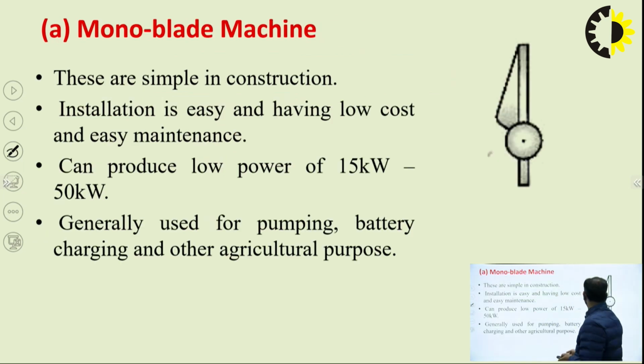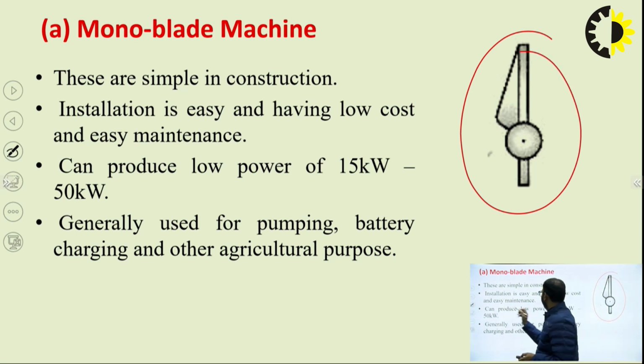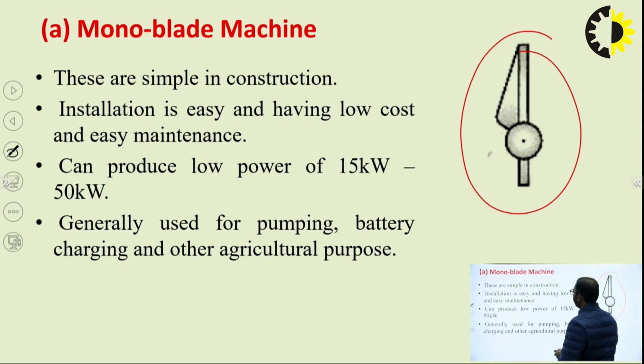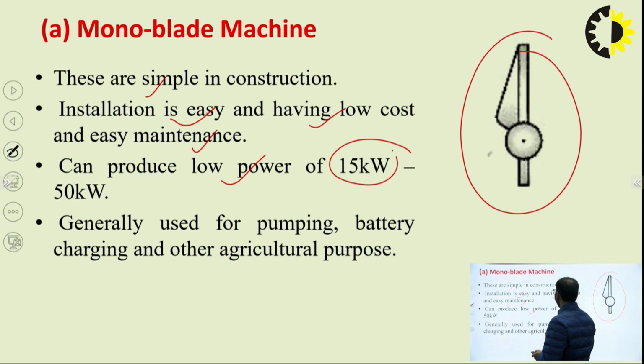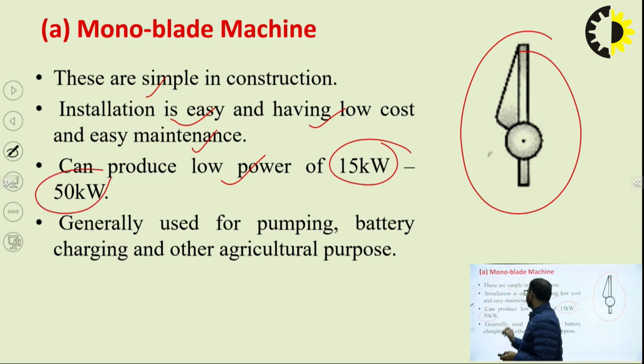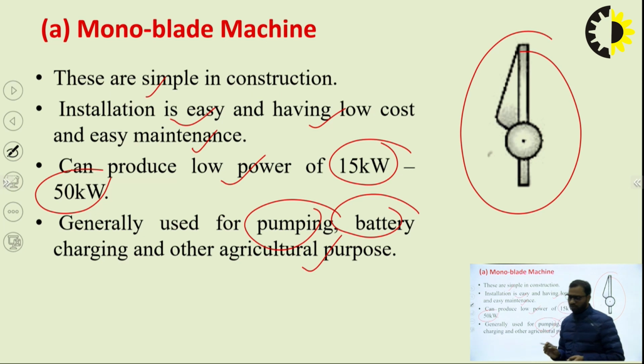What is monoblade machine? This figure represents the monoblade machine. Here there is only one blade. These are simple in construction, installation is easy, having low cost and easy maintenance, and can produce low power of 15 kilowatt to 50 kilowatt, generally used for pumping, battery charging, and other agricultural purposes. So, this monoblade machine is the simplest type of wind power plant.